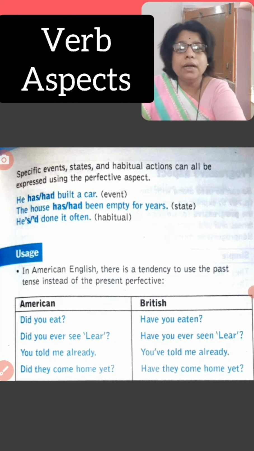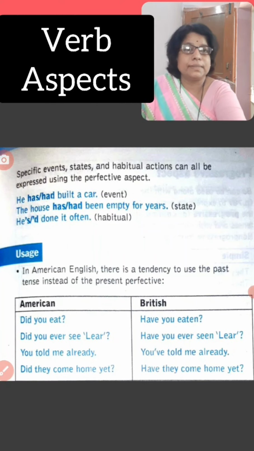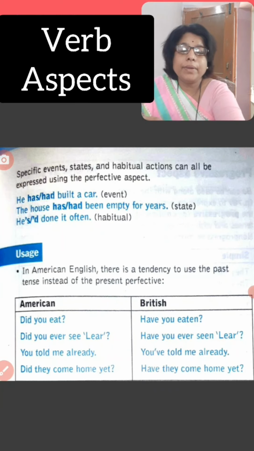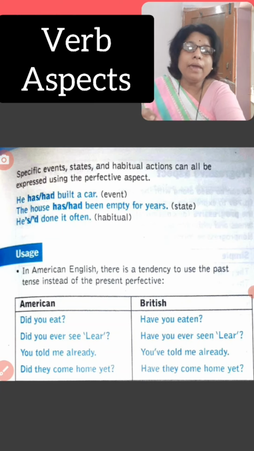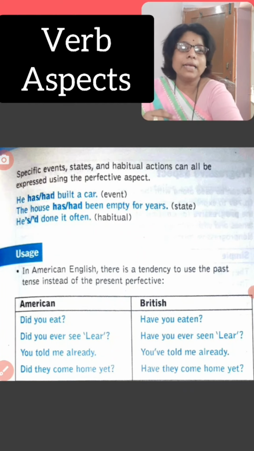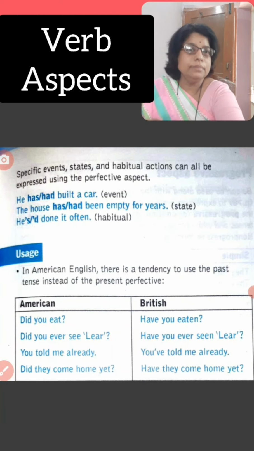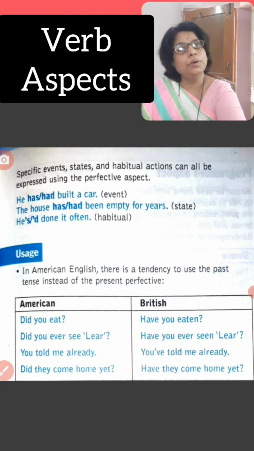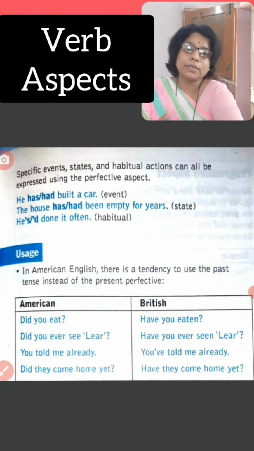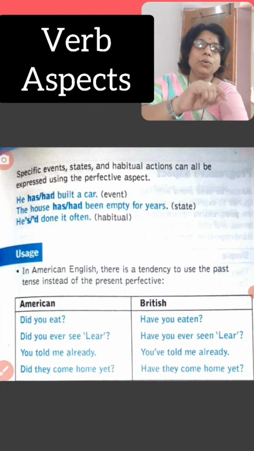In American English, did you eat? Past tense. But in British English, it is have you eaten? Present perfect aspect. Did you ever see Lear? Lear is King Lear, the great tragedy by William Shakespeare. So did you ever see Lear? Past tense. Have you ever seen Lear? Present perfect aspect. You told me already. Past tense. You have told me already. Present perfect aspect. Have plus told.